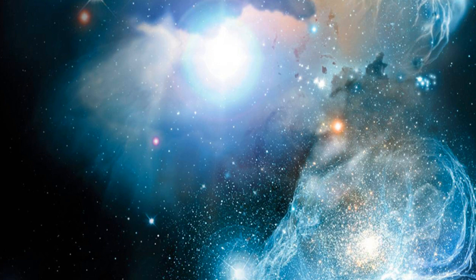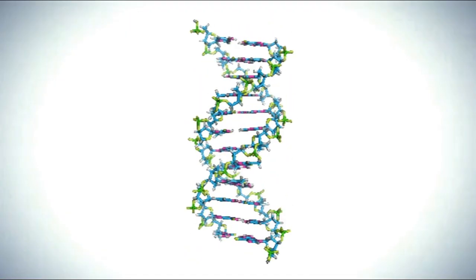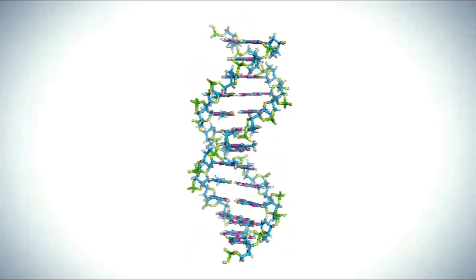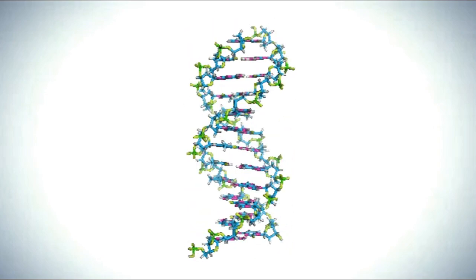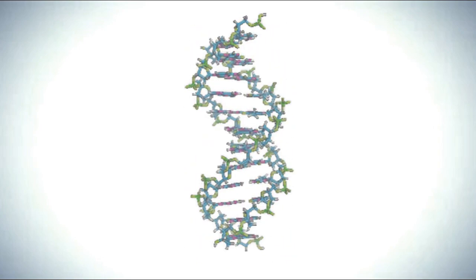Again, all structure can therefore be seen within the particuli. Here are four examples: the Ek-Ka-Sha, Mer-Ka-Ba, Kathara, Shakara. So can the Mer-Ka-Ba be seen in DNA? Well, it's in all form. It's all aspects of structure. Of course it is. So the answer to that would be yes.